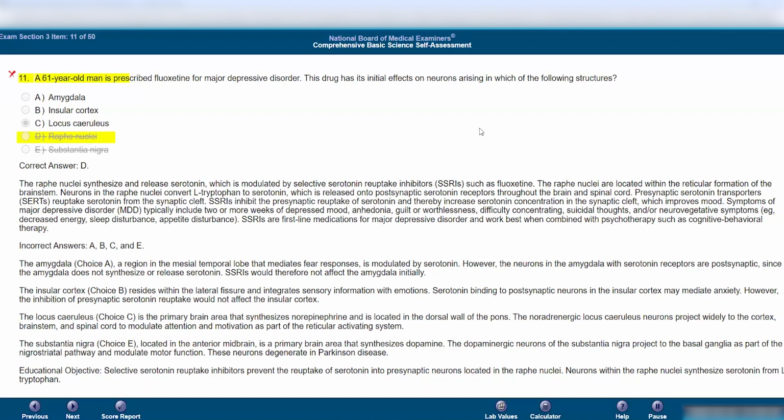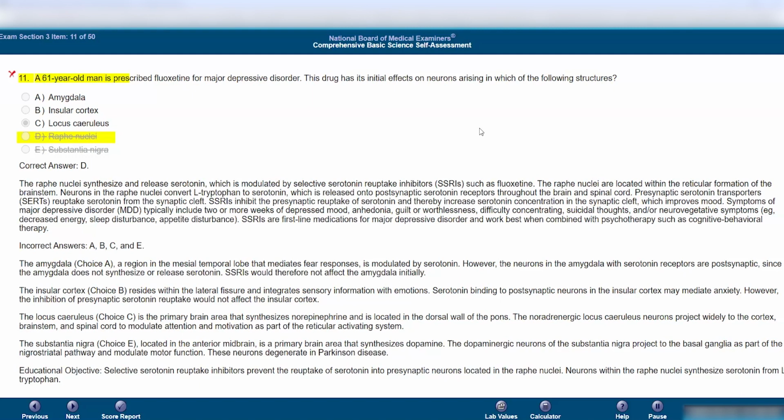Oh, this was frustrating. I knew exactly both. I thought fluoxetine was an SNRI instead of an SSRI, because I remember there were two that are SNRIs. Locus coeruleus is norepinephrine, raphe nucleus is serotonin. I know this is an SNRI, so I'll pick locus coeruleus.